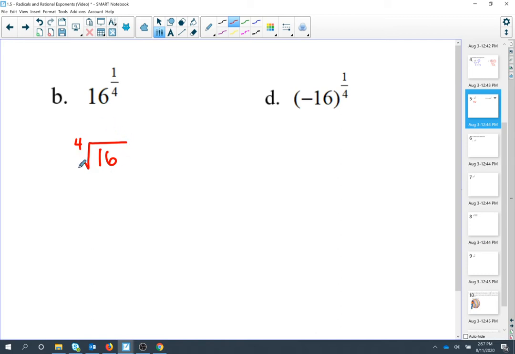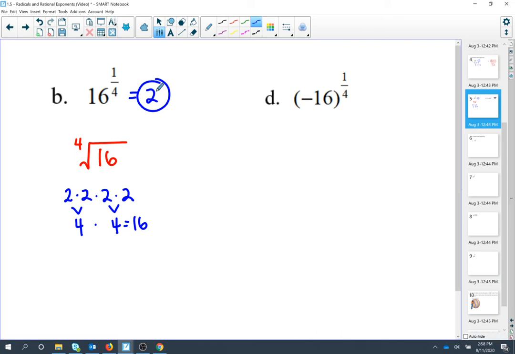So now that I'm looking at this in radical form, this is telling me, oh, I need 4 of the exact same things that multiply to get to 16. So 2 times 2 times 2 times 2. So 2 times 2 is 4, 2 times 2 is 4, 4 times 4 is 16. So that would mean my answer to this would be 2, because I have 4 of the exact same number that multiply to get to 16. That number is 2.